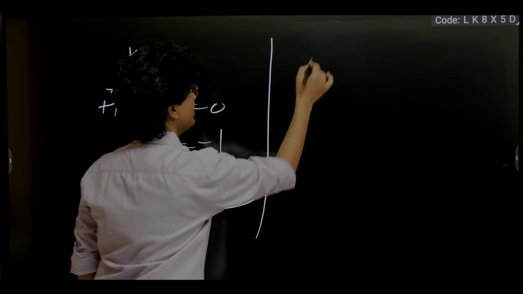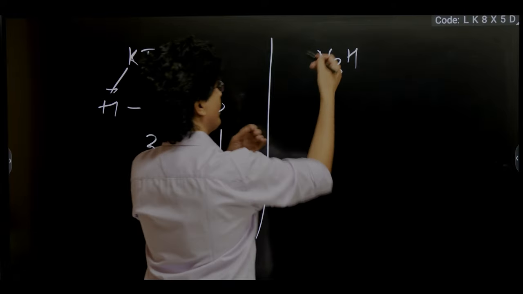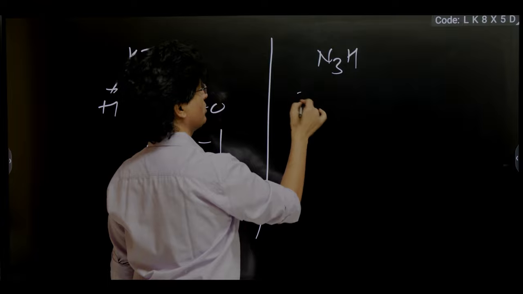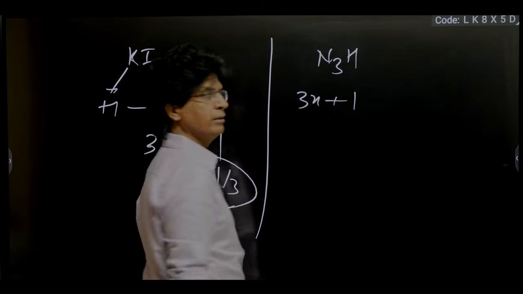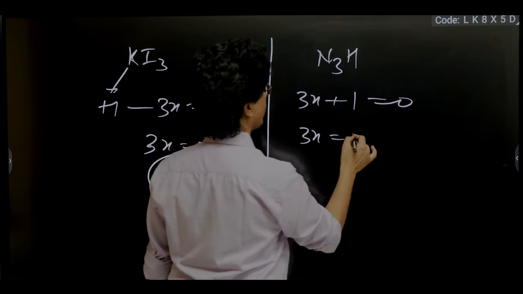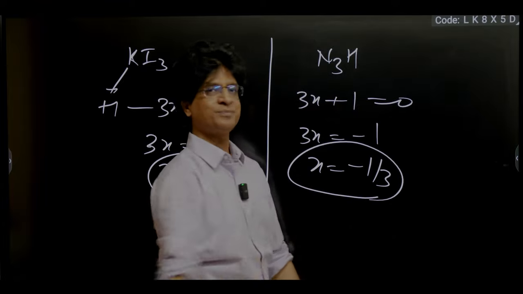A similar compound is hydrazoic acid. N3H is called hydrazoic acid. So what is the oxidation number of N out here? Come on. Let's say 1 N is X. So 3x and plus 1, H is in general plus 1, equal to what? 0. So 3x will be equal to what? Minus 1. X will be minus 1 by 3.